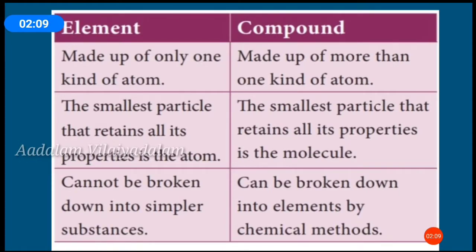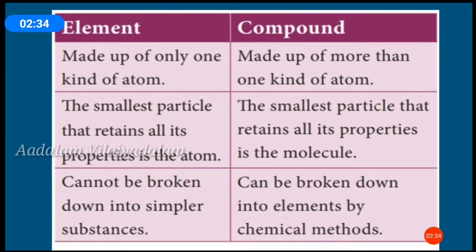Next, let us see the differences between element and compound. An element is made up of only one kind of atom. A compound is made up of more than one kind of atom. The smallest particle that retains all its properties is called an atom in elements. The smallest particle that retains all its properties is known as a molecule in compounds. An element cannot be broken down into simpler substances, but a compound can be broken down into elements by chemical methods.